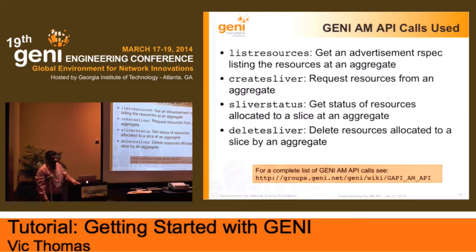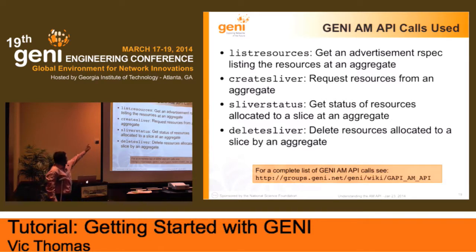So the aggregate manager API, this is an API that every aggregate in GENI has to support. It's an API for listing resources, for asking for resources, create sliver, for checking on the status of resources. So to be a GENI aggregate, it has to support this API. Every GENI rack supports this API. Existing testbeds such as EmuLab, PlanetLab support this API.